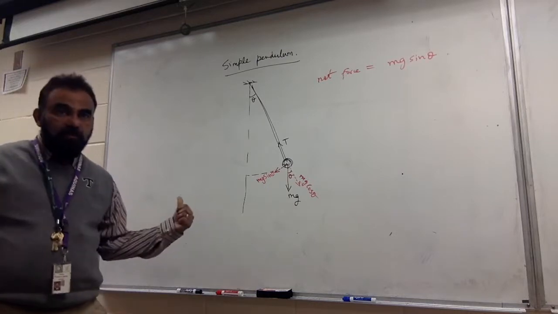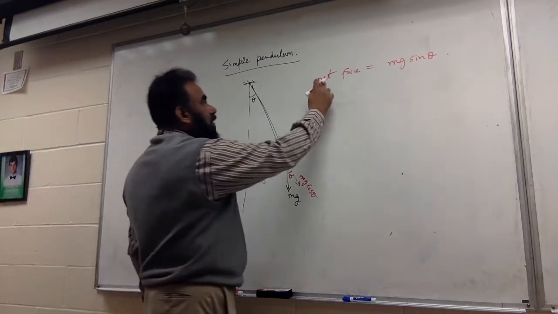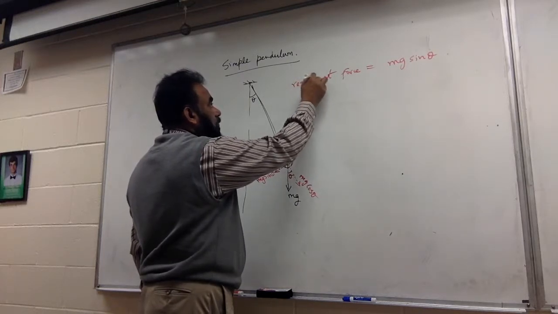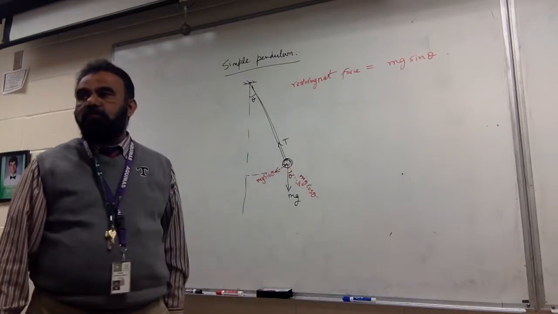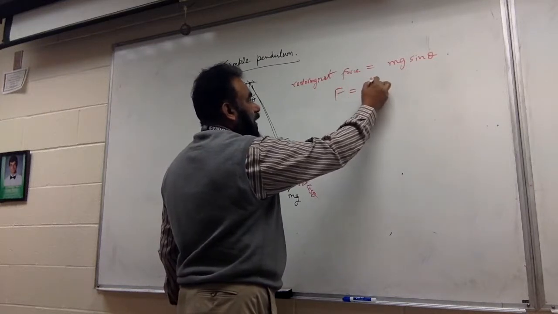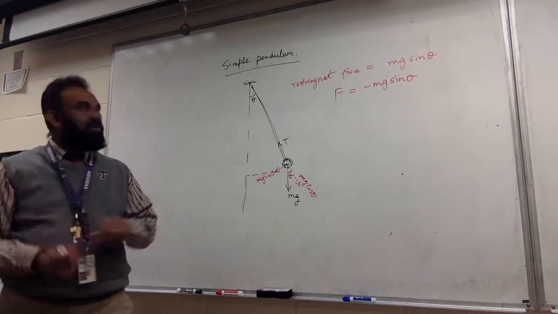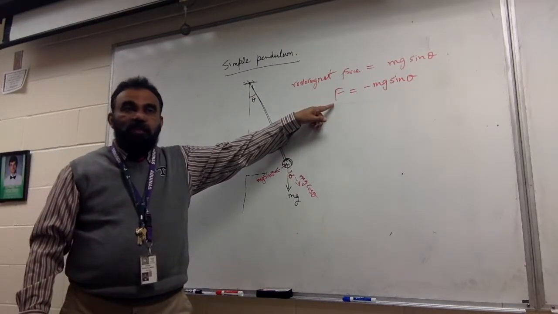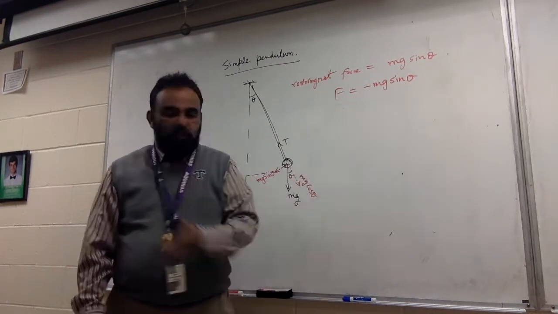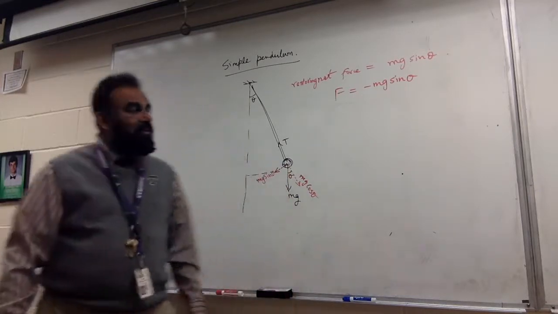Which way? Toward the mean position. And so I will call this a restoring force. Because it's a restoring force, I'm going to say F is equal to negative mg sine theta, because this F is just a force. Why is it negative? Because it's a restoring force. It's kind of backward. That means when I swing it one way, it's trying to bring it back. If I swing it this way, it's going to be pulling it this way. So that's the restoring force.